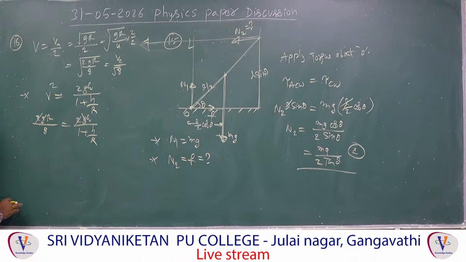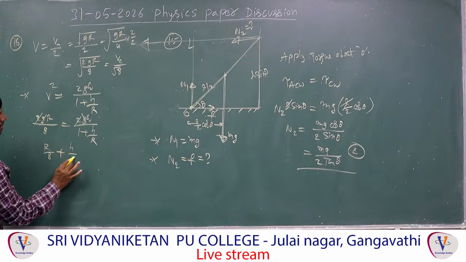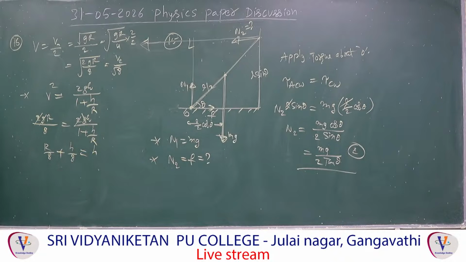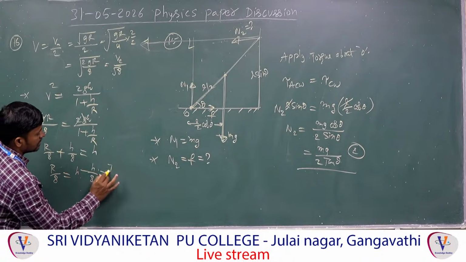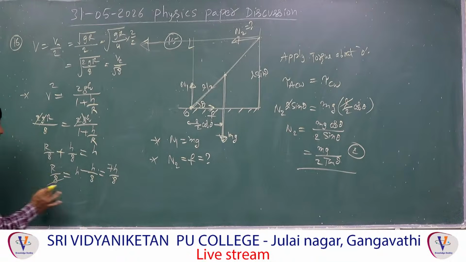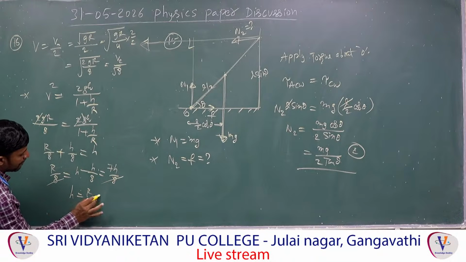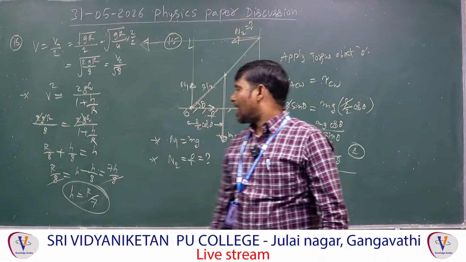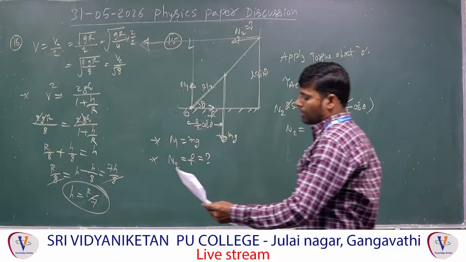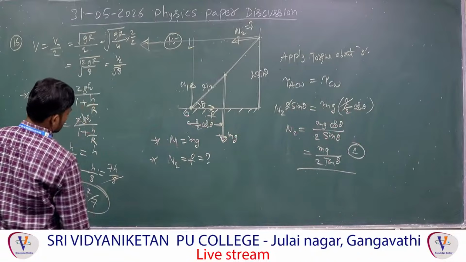2g cancels. R by 8 into 1 is R by 8, and R by 8 into h by R is h by 8. What is the remaining h? Therefore R by 8 equals h minus h by 8, which is 7h by 8. The 8 cancels, so the height is R by 7, like the first option.